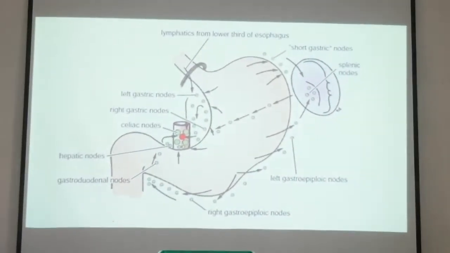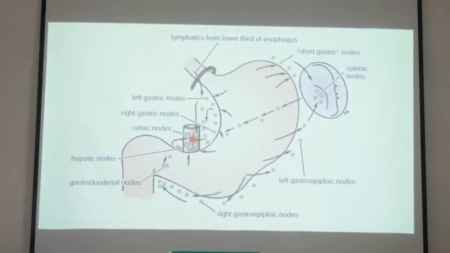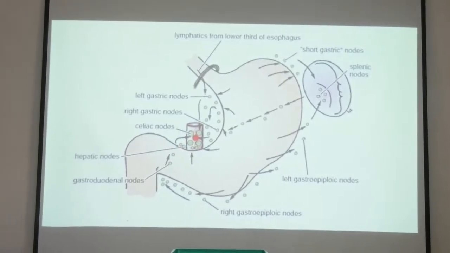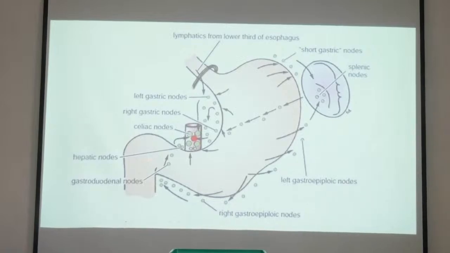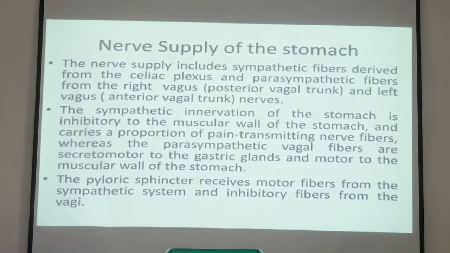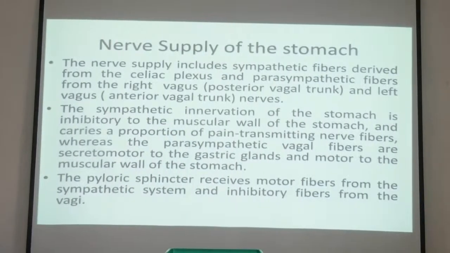See here, short gastric node, left and right gastroepiploic node, left and right gastric nodes. Here are the celiac nodes. All the lymphatics finally drain into these celiac nodes. Now the nerve supply of the stomach.